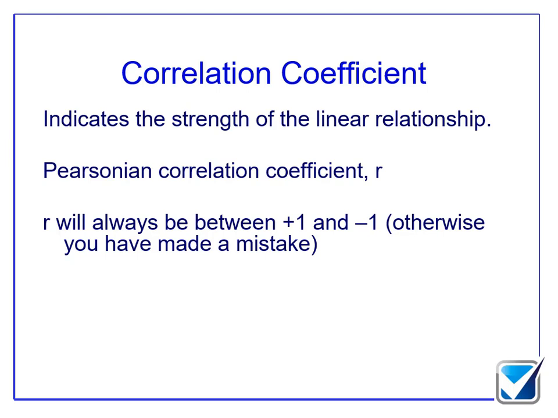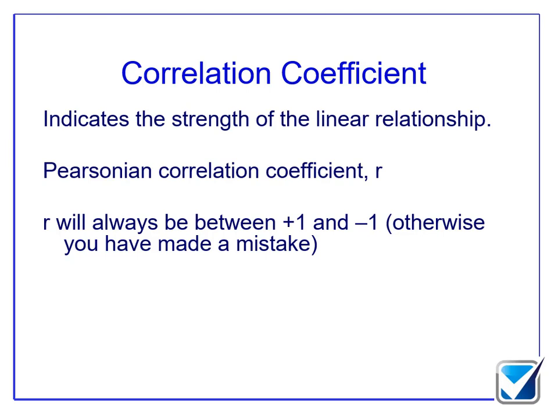The R figure that you have will always be between +1 and -1. If you come up with a figure which is bigger than +1 or smaller than -1, you've made a mistake. That now means something's gone wrong. Okay, so what does this type of correlation coefficient actually mean? We'll talk you through what it means and how to calculate it.